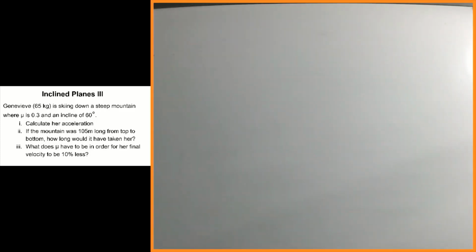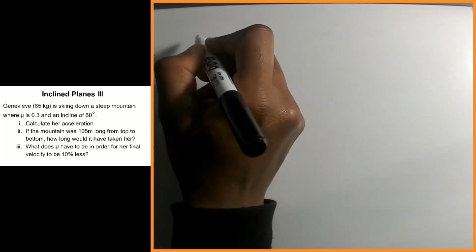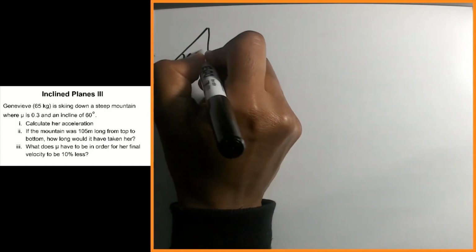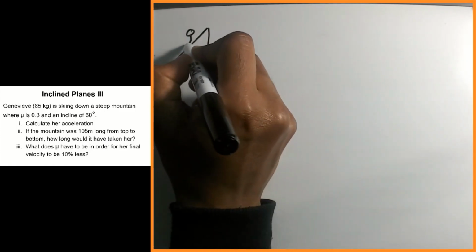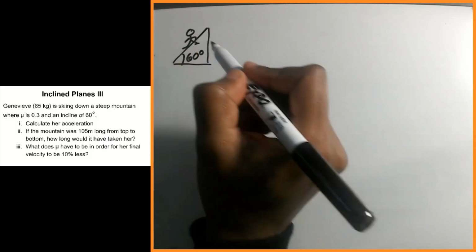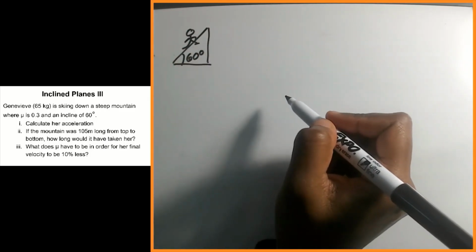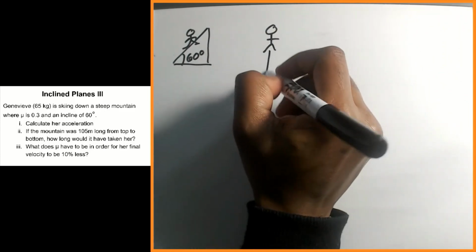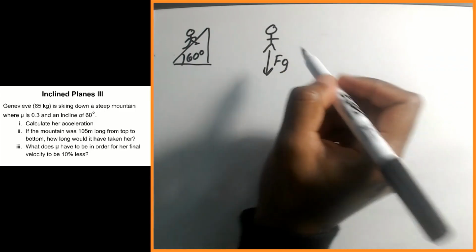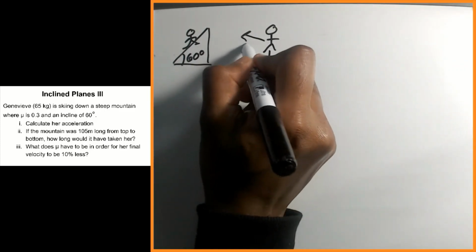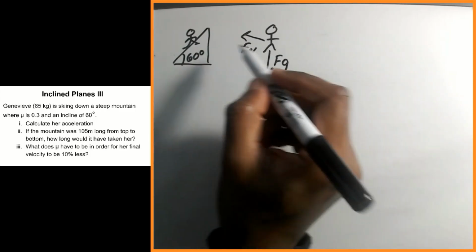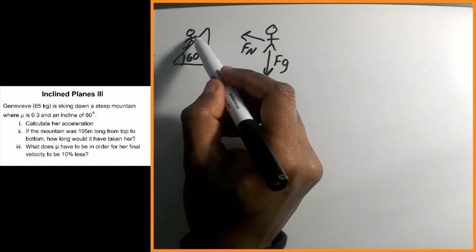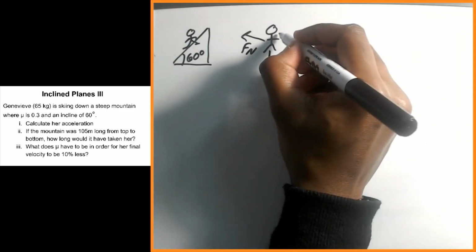Okay, so let's get started with the setup. The first thing we want to do is draw a diagram of what's happening. If that's our incline and the angle is 60 degrees, then we have Genevieve over here, who is sliding down. Then we want to draw a free body diagram to see all the forces acting on her. So we have her right there, and Fg, of course, is pointing straight down. Then we have Fn going out of the page, and friction. Since she is going to be sliding down, friction is going to oppose this force, so the vector will be in the opposite direction, pointing up like this.